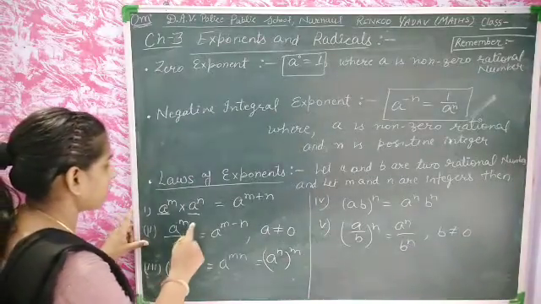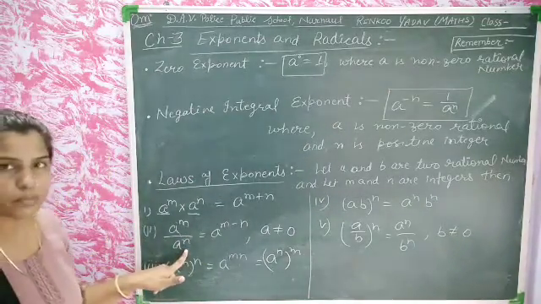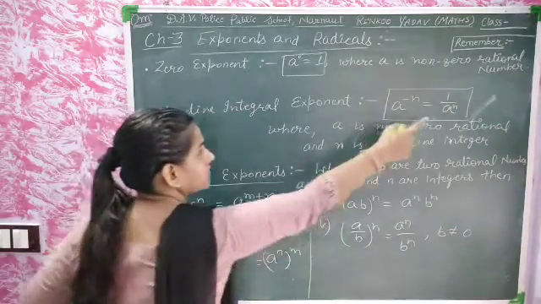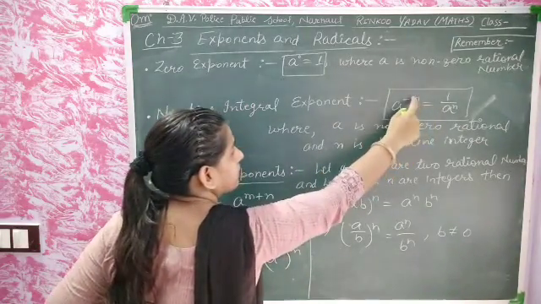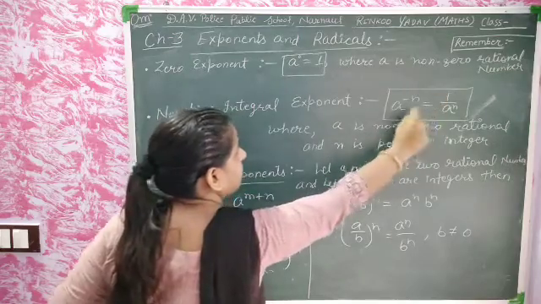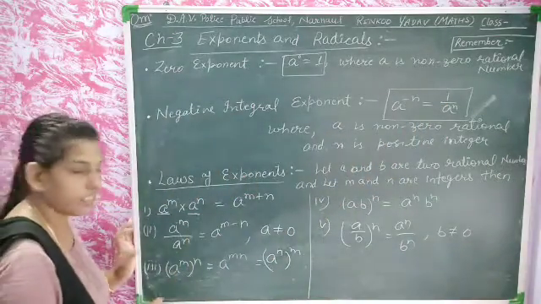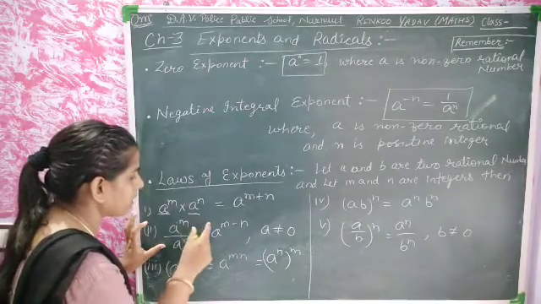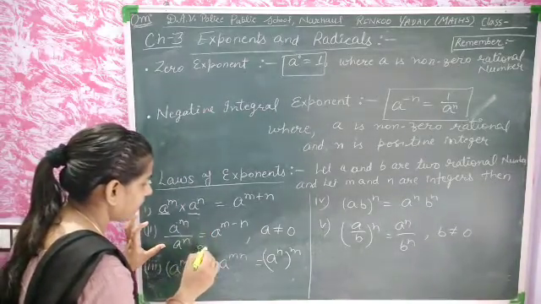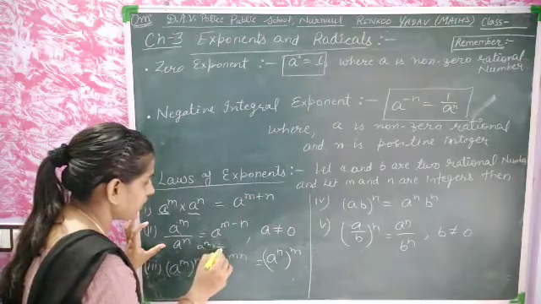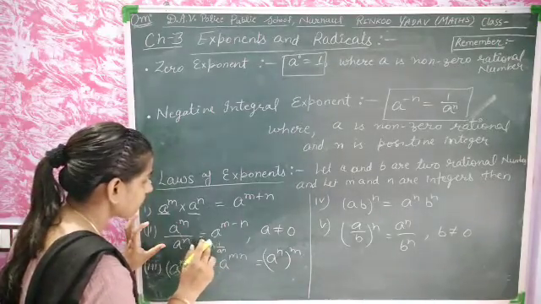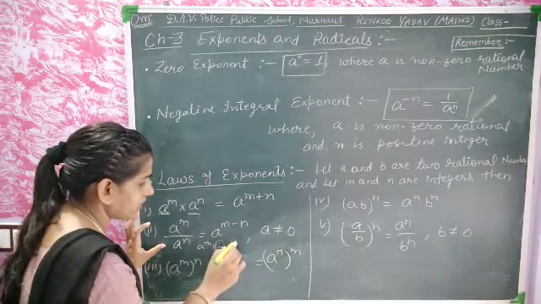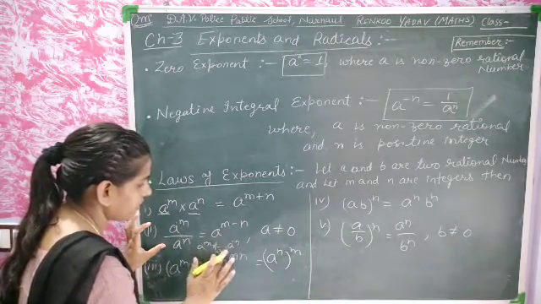The second law is a to the power m divided by a to the power n. This involves the reciprocal: if this is in division, then it will become a to the power minus n, which is 1 upon a to the power n. This is equal to a to the power minus n. It means a to the power m is multiplied by 1 upon a to the power n, and this is written as a to the power minus n.